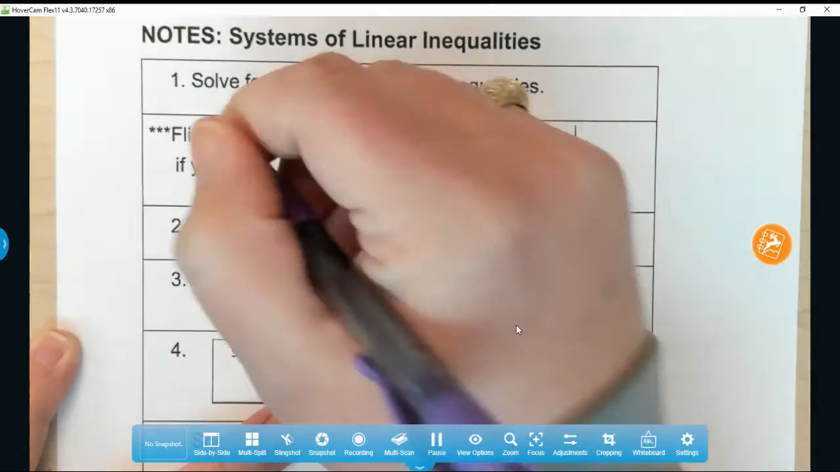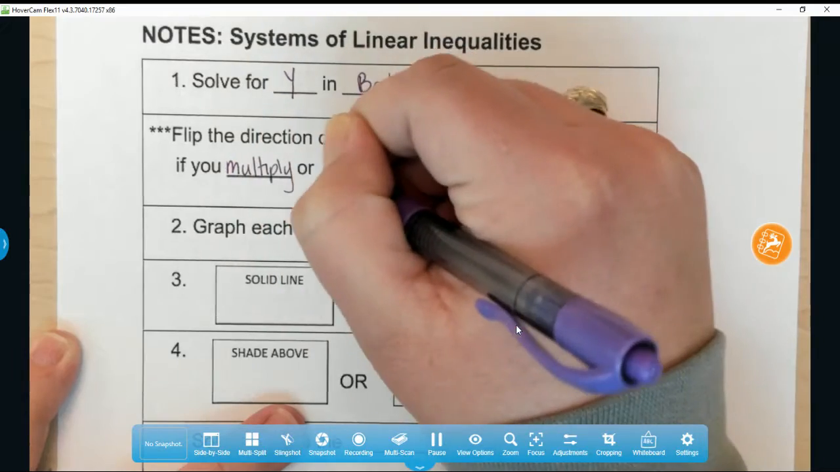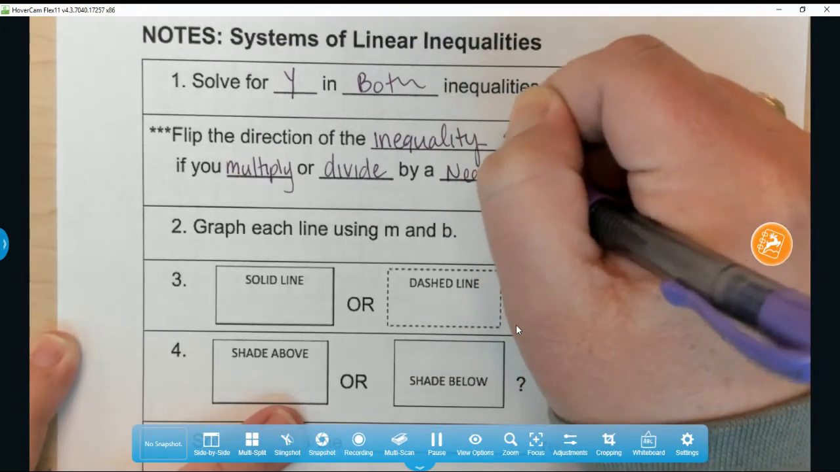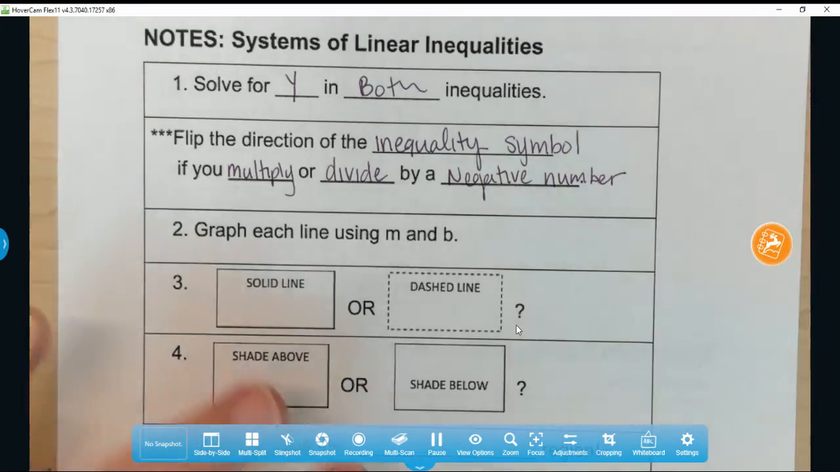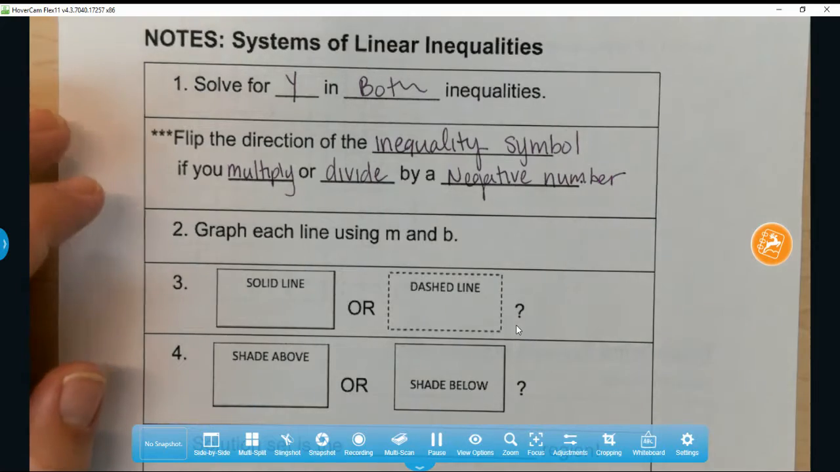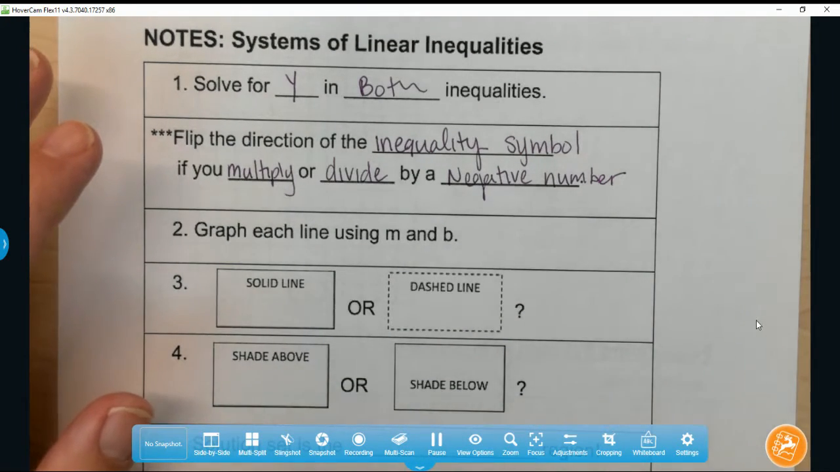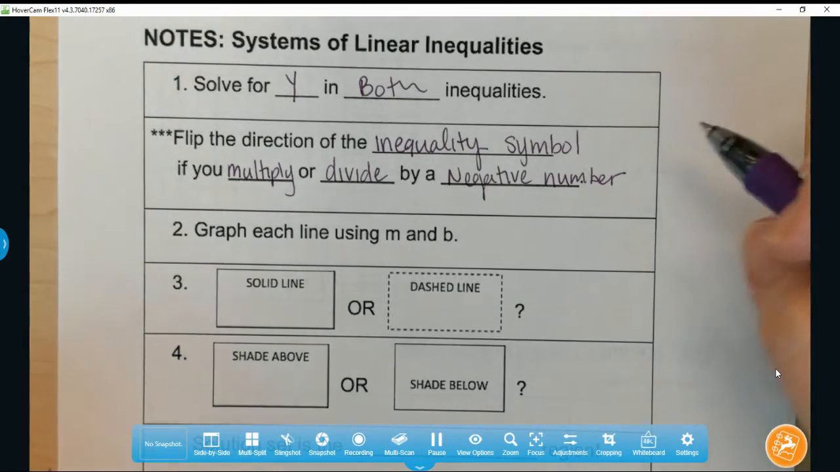if we had to multiply or divide by a negative number. So just to reiterate that, if we divided by a negative number or if we multiplied by a negative number, we would have to flip the inequality symbol.